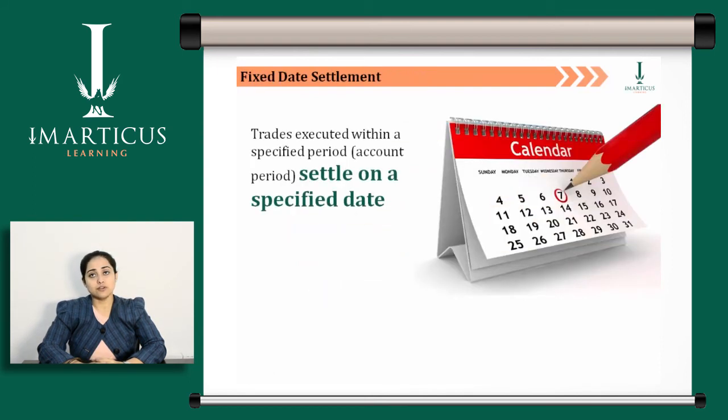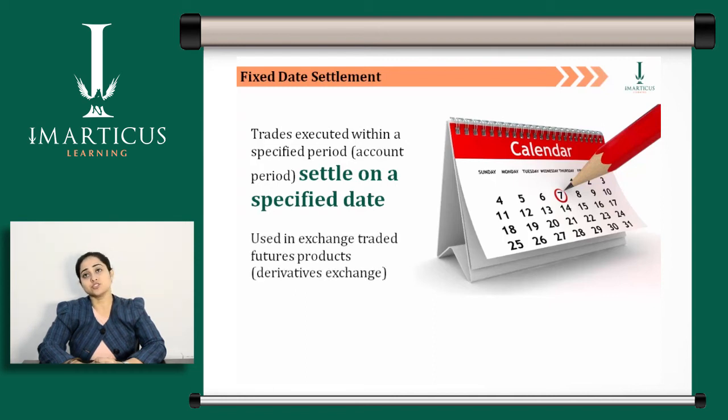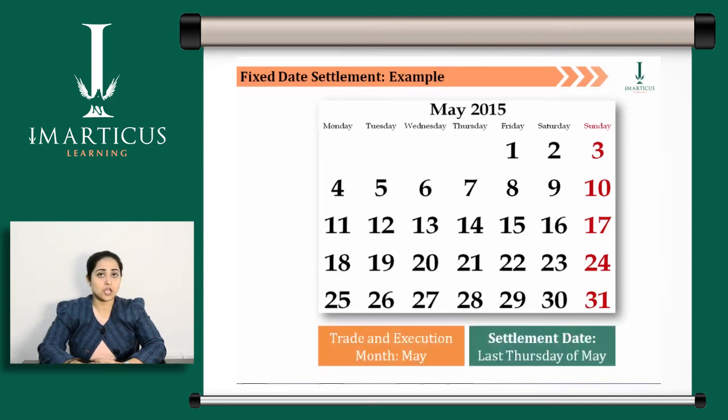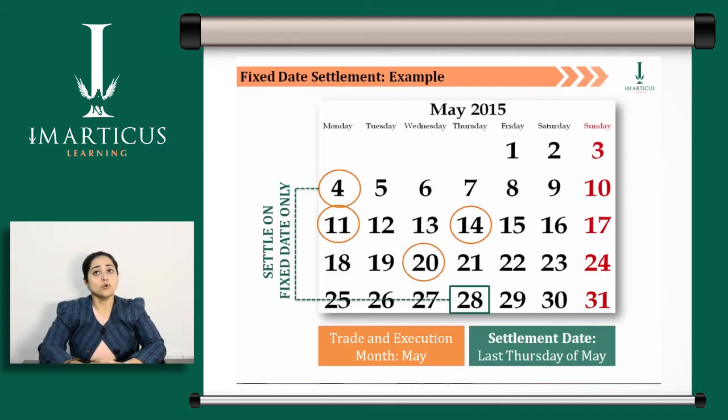In fixed date settlement, trades that are executed within a specified period, also known as an account period, would settle on a specified date. It refers to a method used in exchange traded future products, that is, exchange traded derivatives. For example, if a trade is executed in the month of May for a settlement in May, it will settle on the last Thursday of May. Thus, if the trades are executed on May 4th, 11th, 14th, 20th, they will all settle only on 28th May 2015.